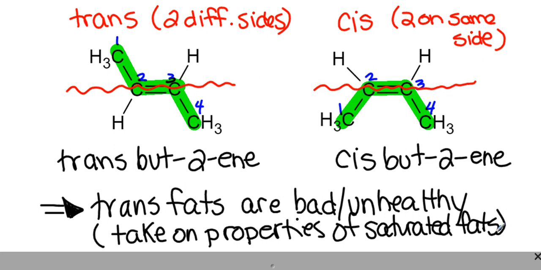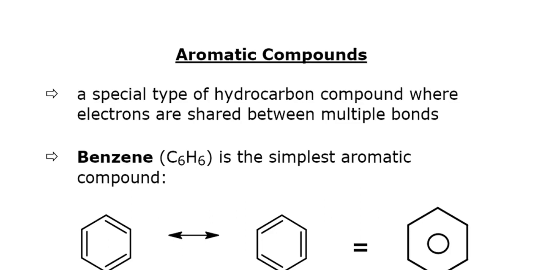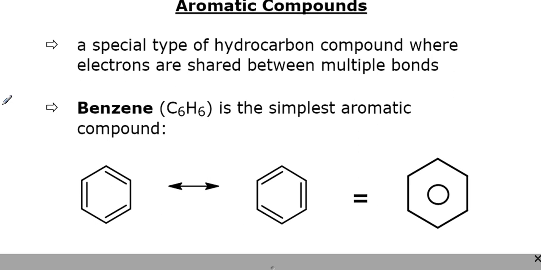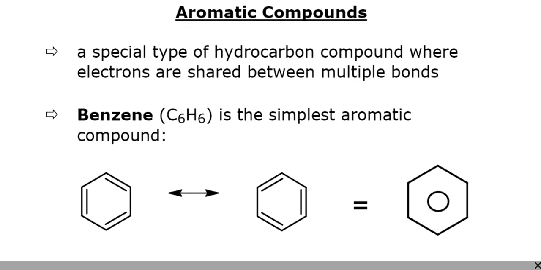All right, last topic for today's lesson. What happens when you have aromatic compounds? So, aromatic compounds are a little bit different. They're still hydrocarbons, but they're based on a molecule called benzene. Benzene has the molecular formula C6H6, and it's arranged in a cyclic structure.